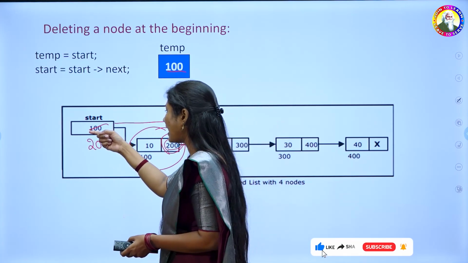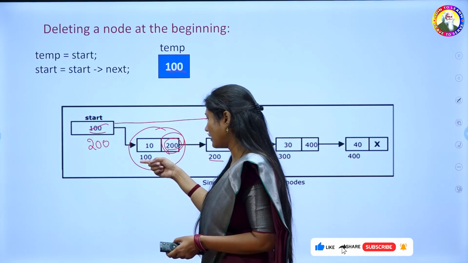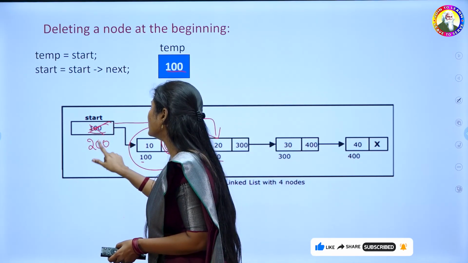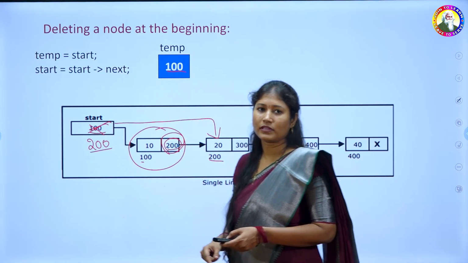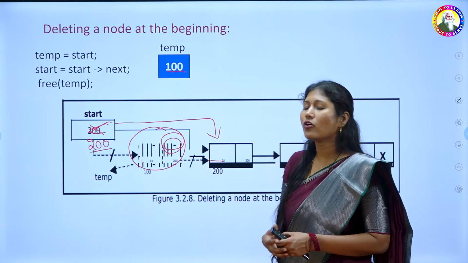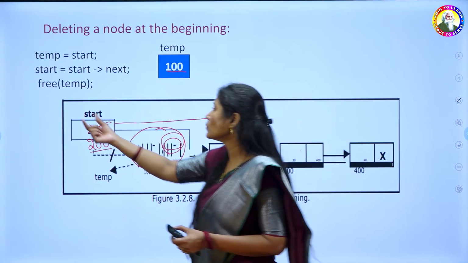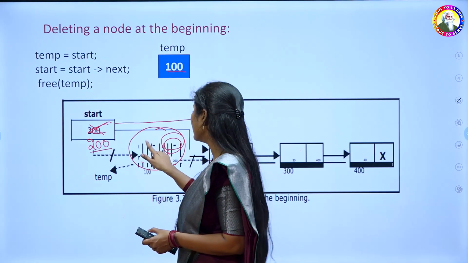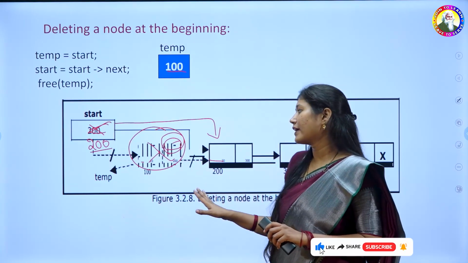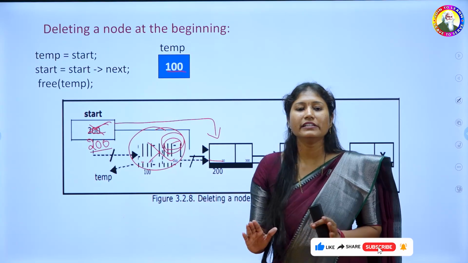Already in the start, I have the 100. Now come to the 100. In the 100 next, I have the 200. Now replace this start with the 200 address. That's it, the problem is solved. After that, directly I can write free of temp. Now when I write this free of temp, the memory will be deallocated. Now the deletion at the beginning is completed.